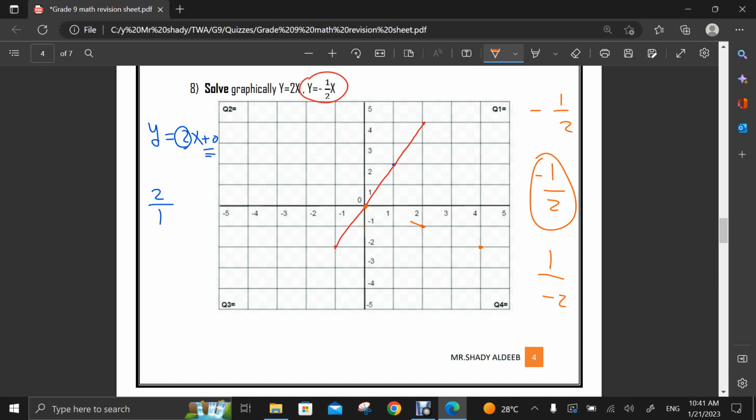Let's join it using a ruler, of course. Then 1, 2, to here. Okay, so the intersection point here is this point, which is 0 and 0, the origin point. And I'm going to make my box here, x equals 0 and y equals 0.